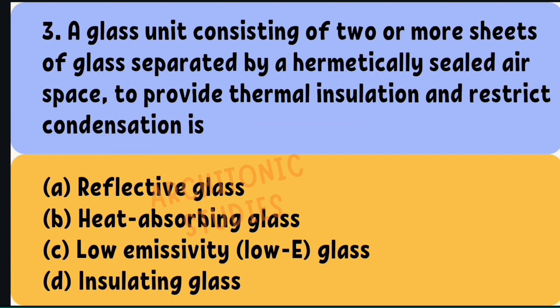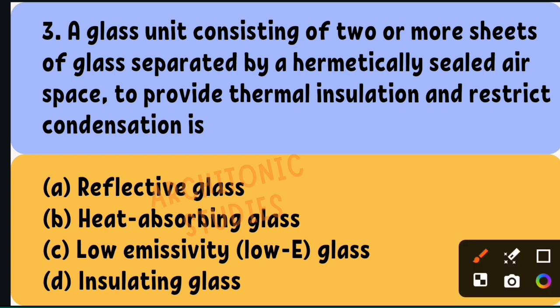A glass unit consisting of two or more sheets of glass separated by a hermetically sealed air space to provide thermal insulation and restrict condensation is: reflecting glass, heat absorbing glass, low emissive low E glass, insulating glass. And the answer is the insulating glass.